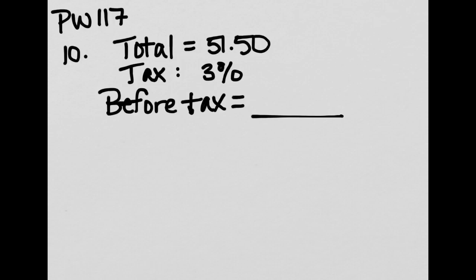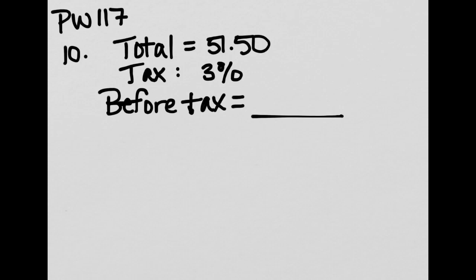All right, the last style that we're going to do is trying to find out a price before tax if you have the total. So these are going to be examples from the back of your worksheet. That is going to be your homework assignment. 10 through 15 is going to be all this same type thing. So we're going to do 10 together. Number 10 says your total is $51.50. Your tax is 3%. And so you want to know your total before tax.